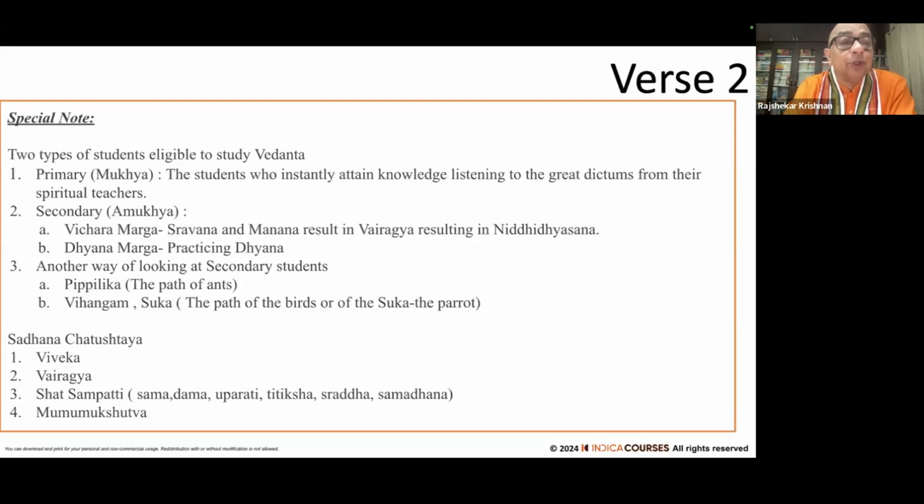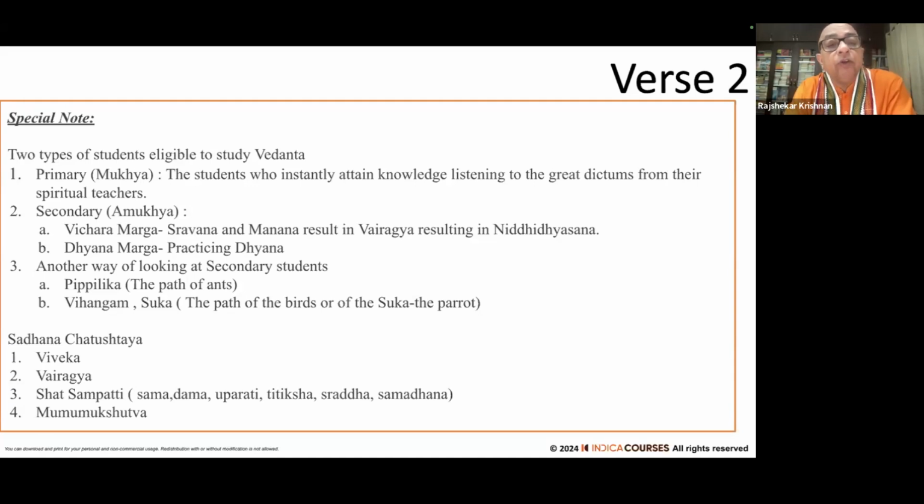Now, many of us are not Mukhya. In fact, if we were Mukhya students, we would not be here for this course in the first place. So we are all Amukhya students, or secondary. And there also, there are ways in which we can classify them. So there are two ways.